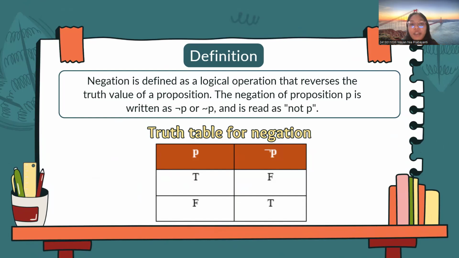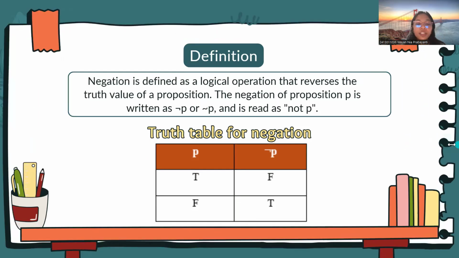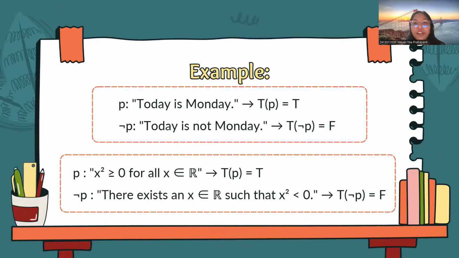I also have the truth table for the negation. If P is true, then the negation of P is false. The other way, if P is false, then the negation of P is true. So, in other words, if P is true, then not P is false. And if P is false, then not P is true. So negation simply flips the truth value.